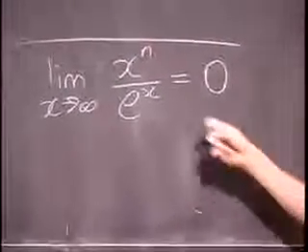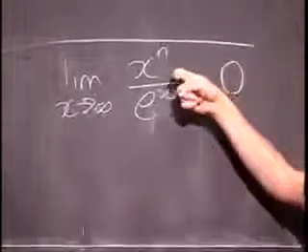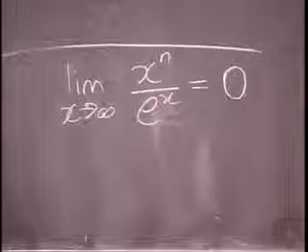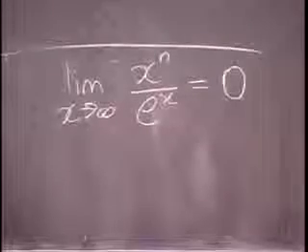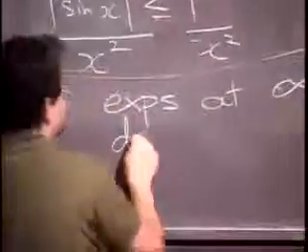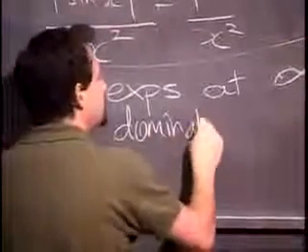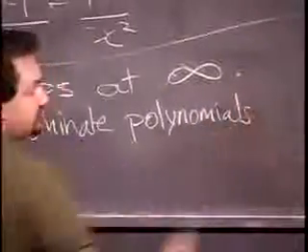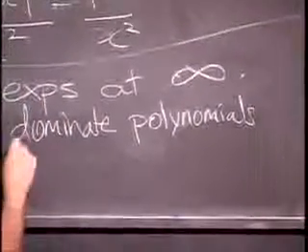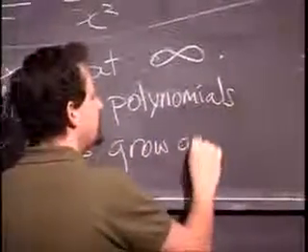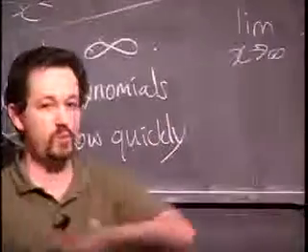You can actually use L'Hopital's rule n times. Every time you hit this with a derivative, the numerator goes down a power, but the denominator remains unscathed. So eventually you get 0. So this is true. The way we said it is exponentials dominate polynomials. Exponentials are bigger than polynomials, or powers of x. Exponentials grow quickly at infinity. They're really fast. Exponential growth is faster than polynomial growth.